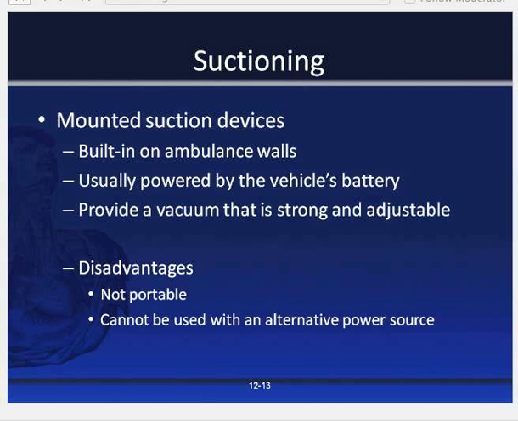Mounted suction devices are built in on ambulance walls and are usually powered by the vehicle's battery. Mounted suction devices are also called fixed suction units. They provide a vacuum that is strong and adjustable. The parts of the suction unit that come in contact with the body fluids are disposable. Disadvantages of mounted suction devices are they are not portable and cannot be used with an alternative power source.